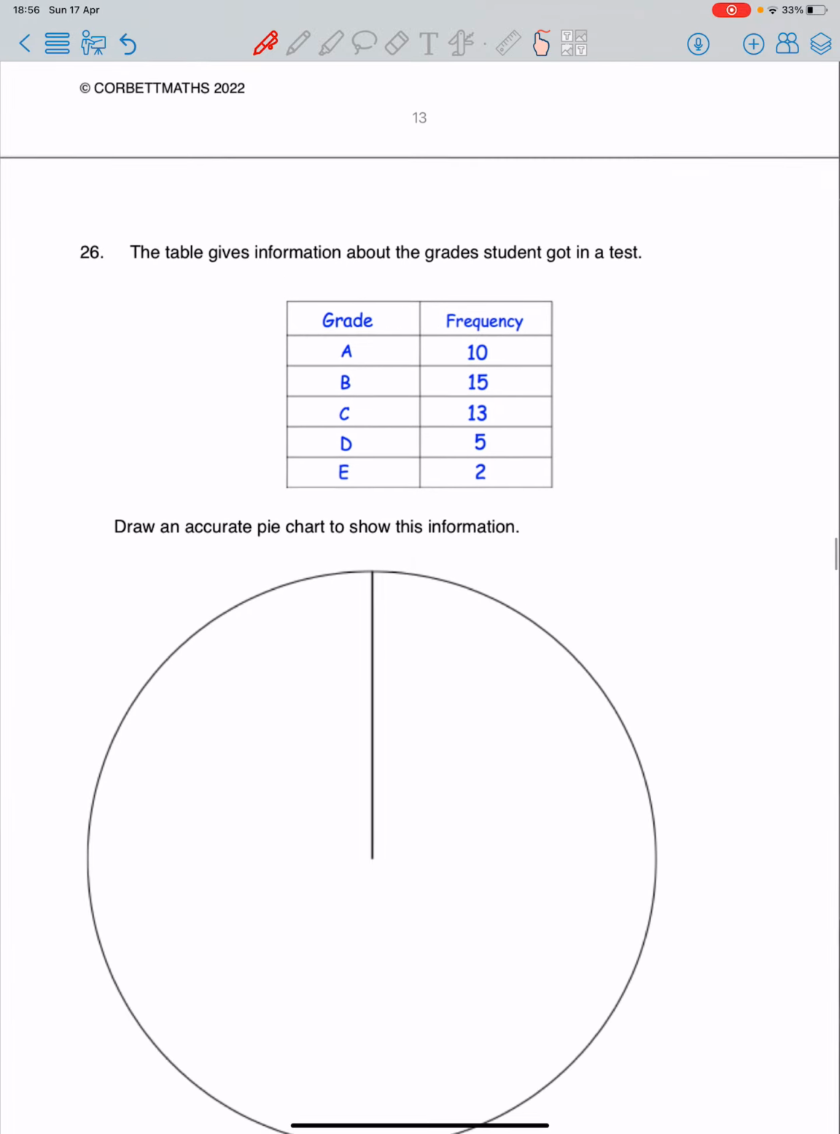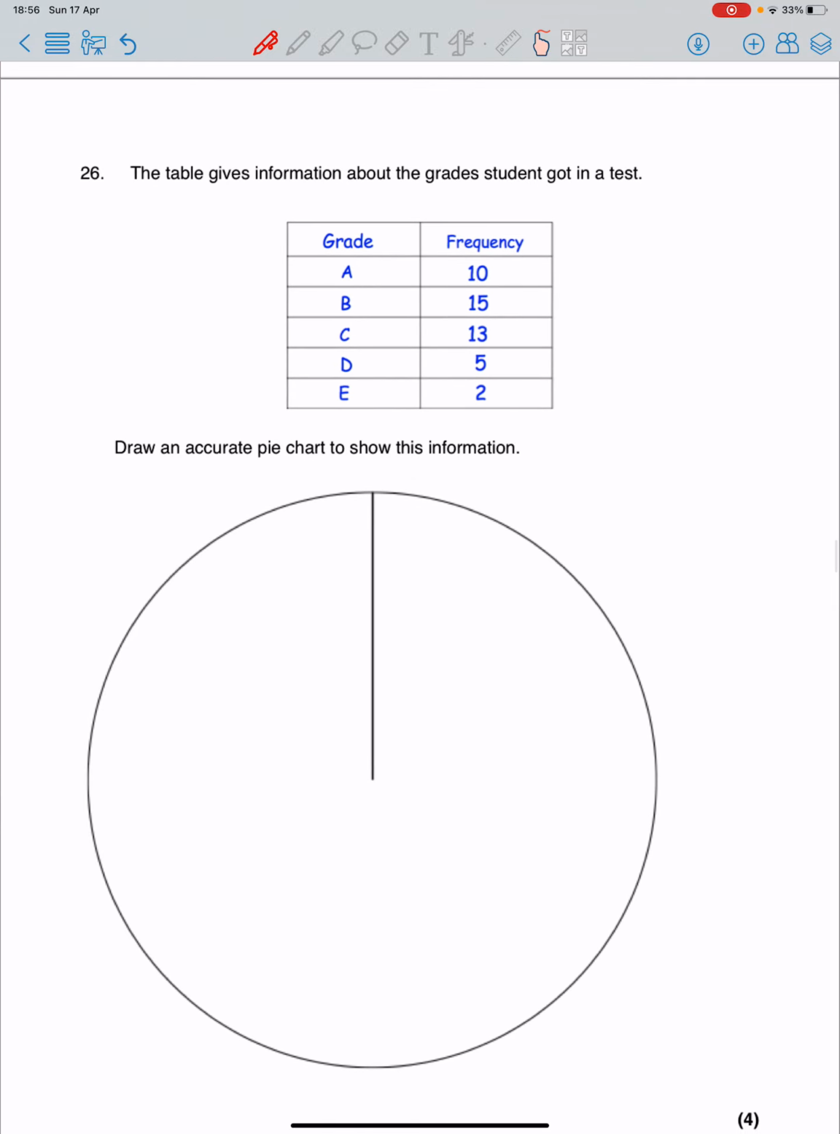The table gives information about the grades students got in a test. Draw an accurate pie chart to show this information. Well, essentially what we need is the angles, basically. So we need the angles to be able to draw an accurate pie chart. And that's kind of what they're alluding to with this kind of question. First of all, what we need is a total frequency. So total down here, 10 plus 15 is 25, plus 13 is 38, plus 5 is 43, plus 2 is 45.